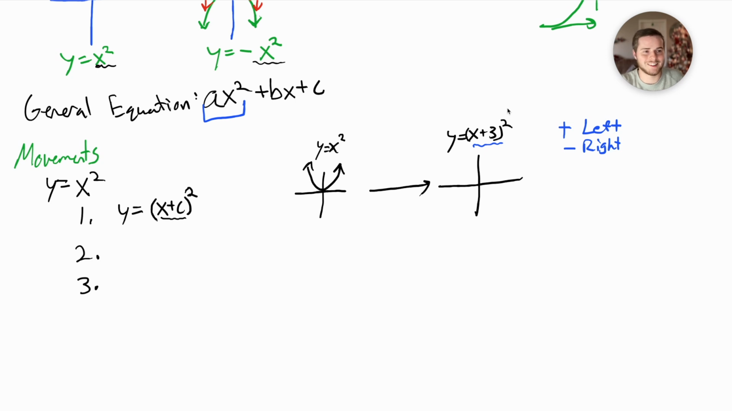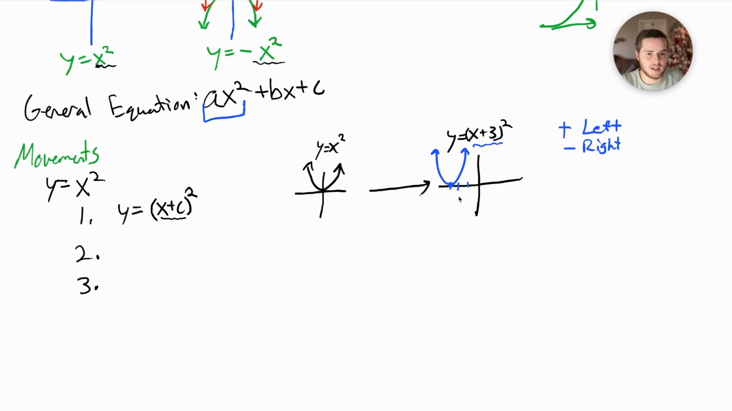Just know that if you're adding on the inside of the parentheses, you're going to be moving to the left. If you're subtracting on the inside, you're going to be moving to the right. So since we're adding, we know we're going to move to the left 3. Okay, so let's say this is 1, 2, 3. We're going to start here. And then from there, the equation is the same. We didn't alter it in any other way.